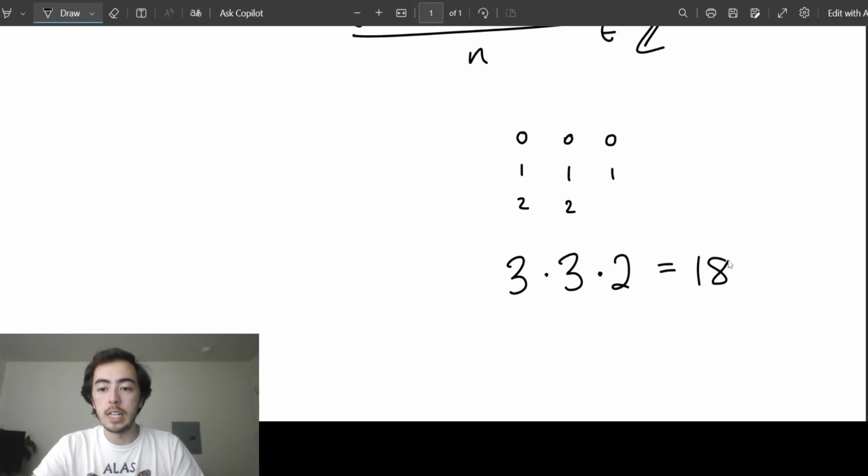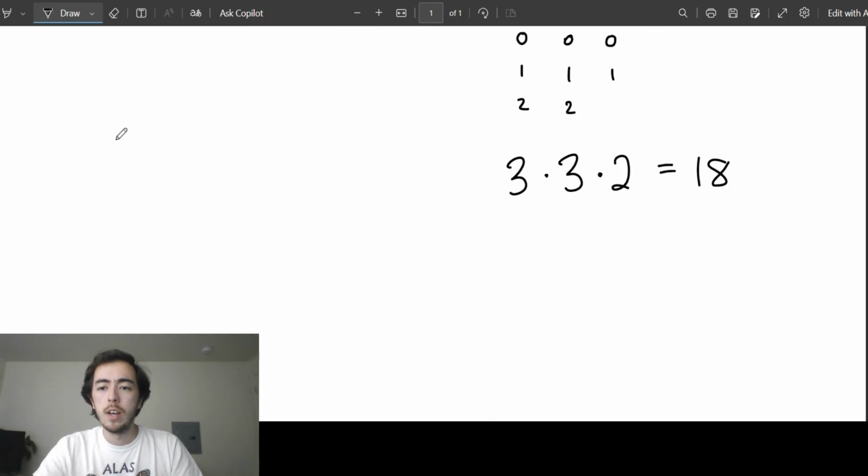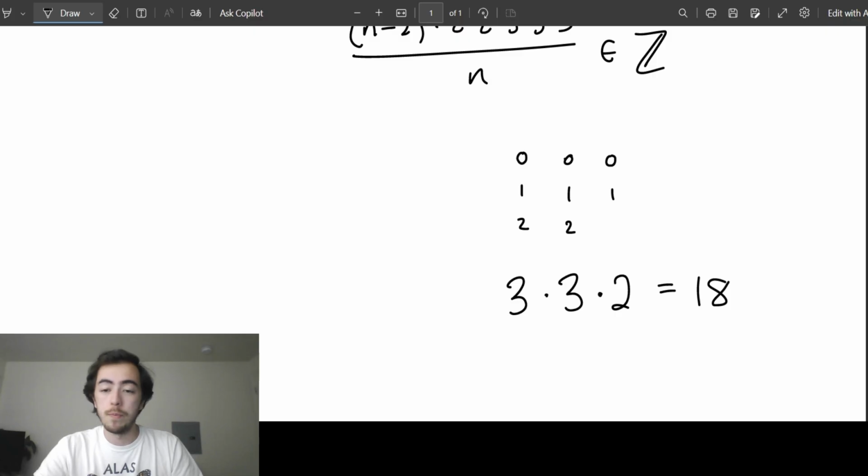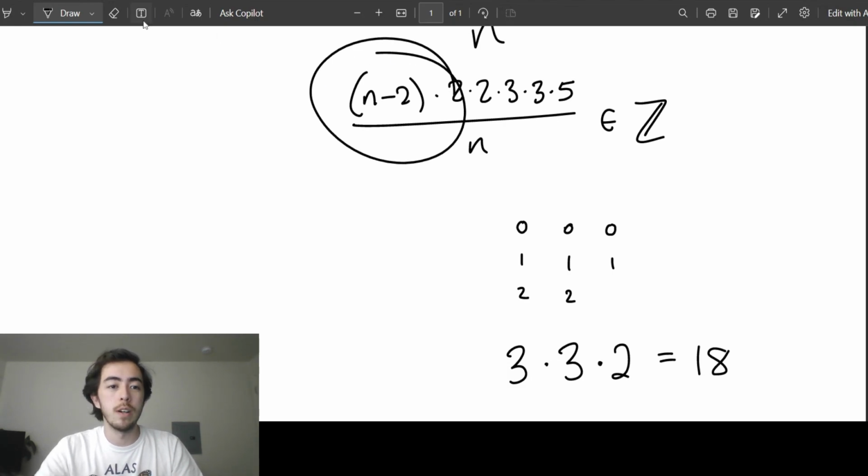This right here is 18, though, and the answer for today's problem is 22. So it looks like I'm missing 4 potential answers here to this problem. So I do need to figure out what is going on here.